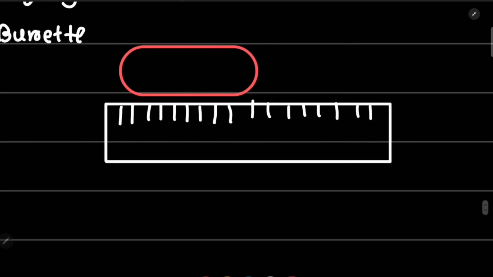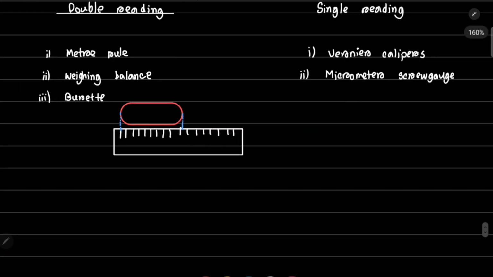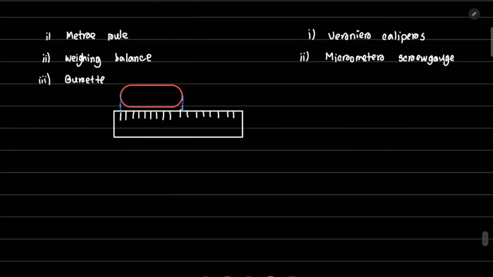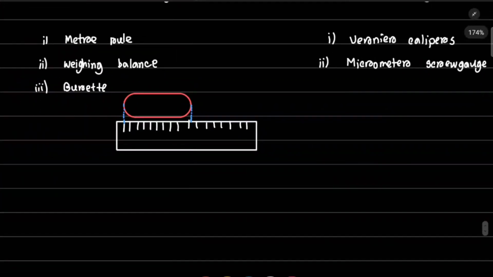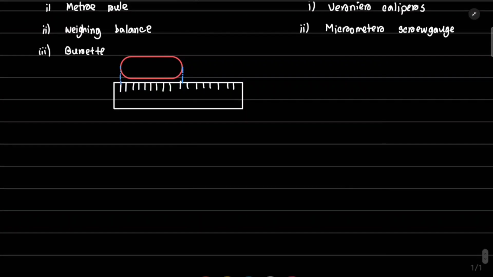So I have to align this value. When I have to align this value, there is one uncertainty caused over here. And when I have to check this value over here, another uncertainty is caused over there. So the measurement uncertainty must be multiplied by 2 in this case for double reading instruments.